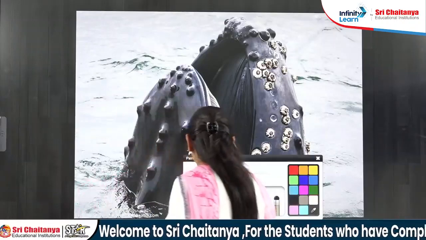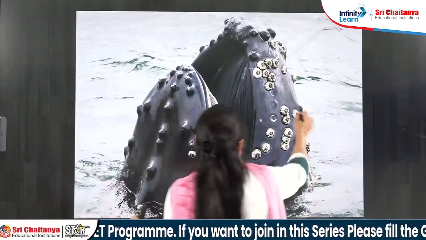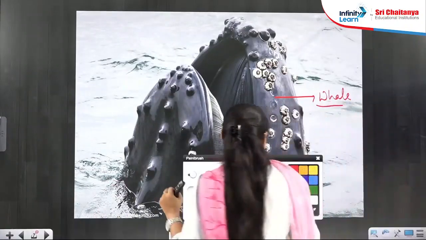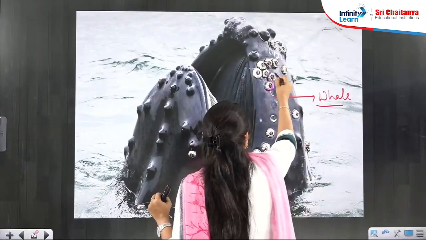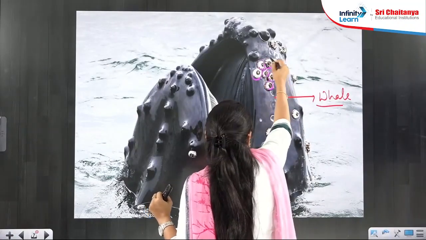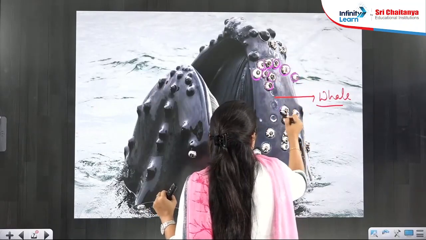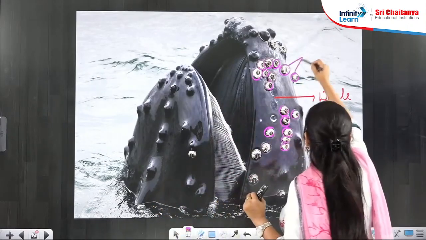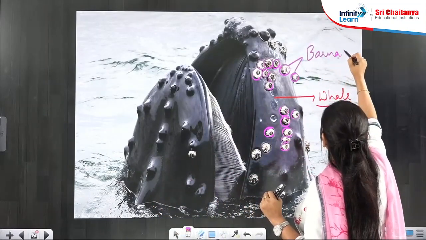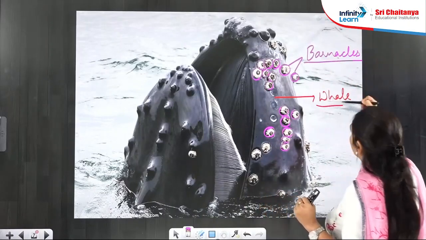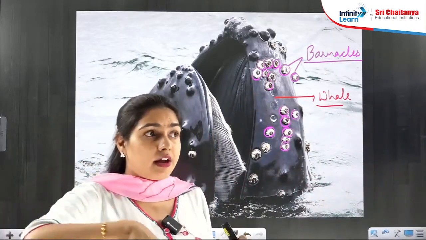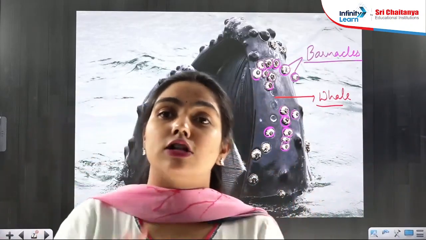What is this? Can anybody tell? Yes, it is whale, everyone. And do you know that these small organisms are there, beta? These are some kind of arthropods. They are some other animals, beta. All these are known as barnacles. So these barnacles are growing on the whale's body. Wherever whale is going, barnacles are also going.